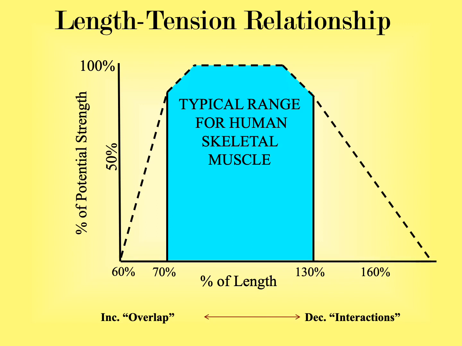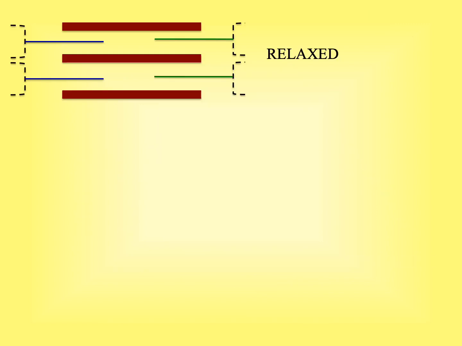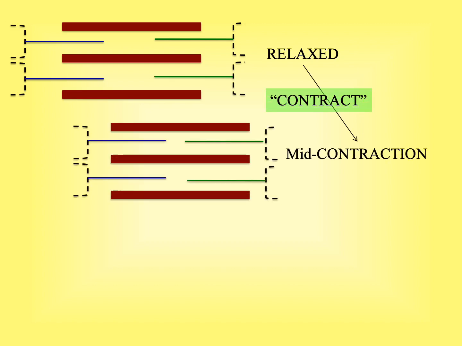And so we can actually look at this in terms of the filaments that come into play as it relates to the contraction cycle going on, in which I start with my relaxed fiber. I then get the signal to contract, and what's happening is that the myosin will start to pull on the actin, pulling the actin towards each other.